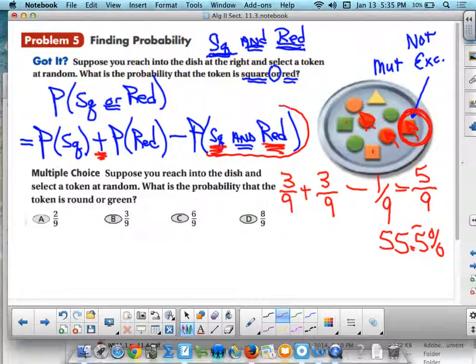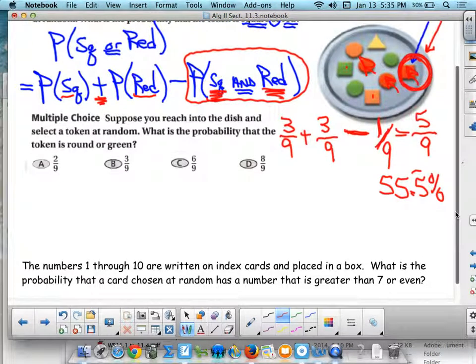I hope now that you're listening to this, you understand the reason you subtracted this piece right here is because you actually counted this red square twice. You counted it as a square and you counted it as red. That's why you had to subtract 1 off. That's why you take off the last part, this and statement. You have to take off what you've counted twice.